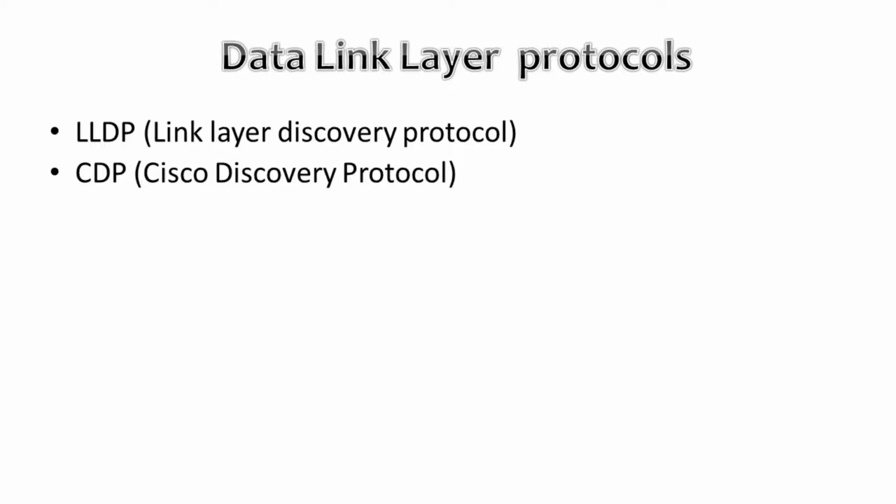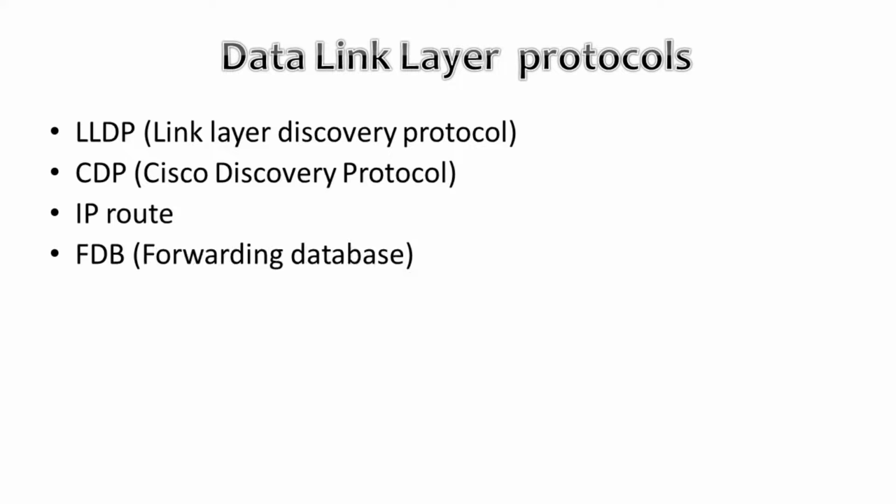IP route: this command contains information from the IP routing table and can be used to forward a packet through the best path toward its destination. Then we have the FDB, forwarding database. FDB stores the MAC addresses of the discovered devices and their respective ports. This protocol is preferred for discovering switches.